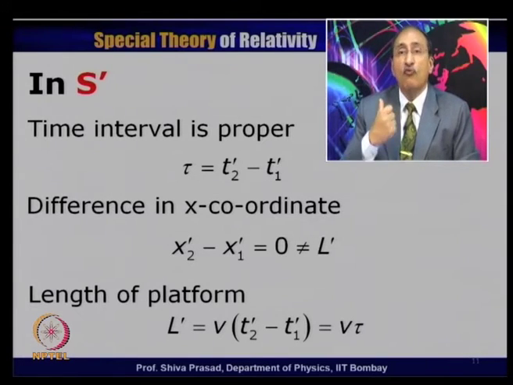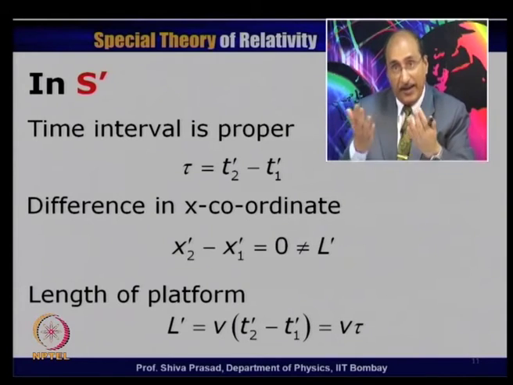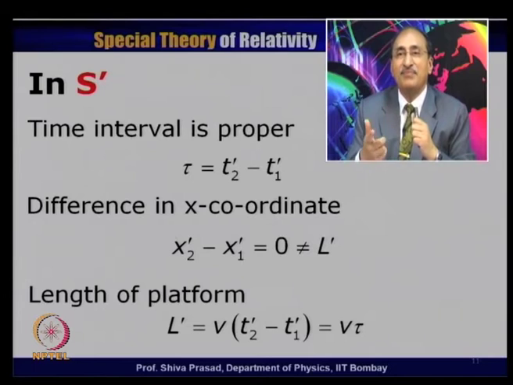And if I know the speed of the platform relative to me in S prime, which essentially is the same speed as an observer in S will notice of the train, if I know that particular V, then I can multiply the time difference between these two events by velocity, and I will get the length as observed in the S prime frame of reference.